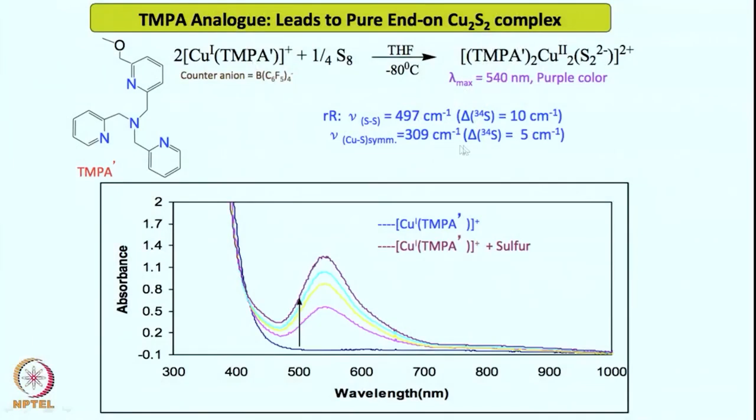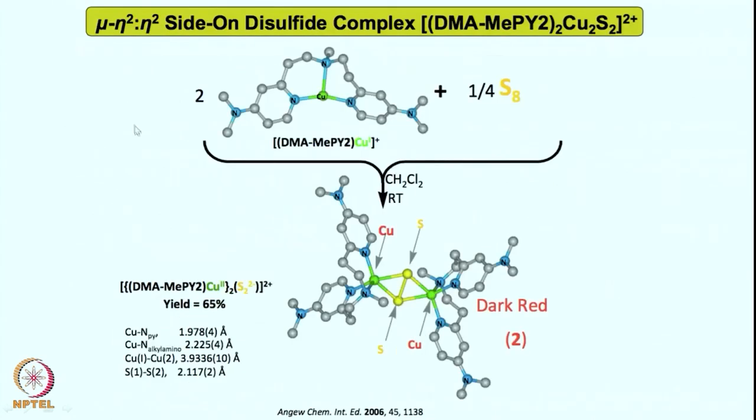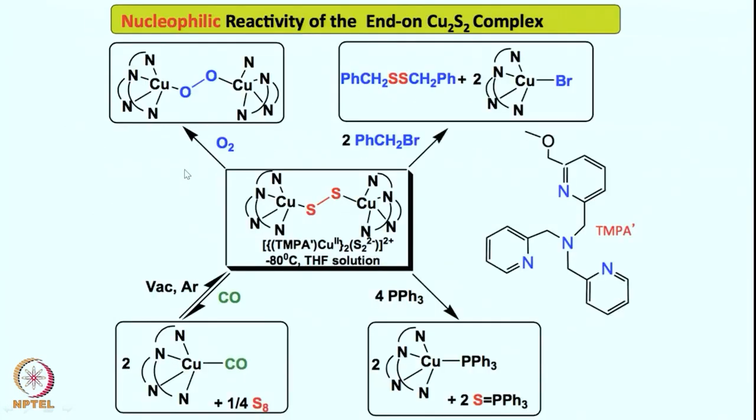So, the other two compounds that were forming from these reactions are still unknown. What if this pure end-on disulfide compound is reacted with a different reagent? For example, if one bubbles oxygen through this, the end-on peroxo species is formed, indicating that these reactions are reversible in nature. Indeed, copper sulfur binding is turning out to be quite reversible.